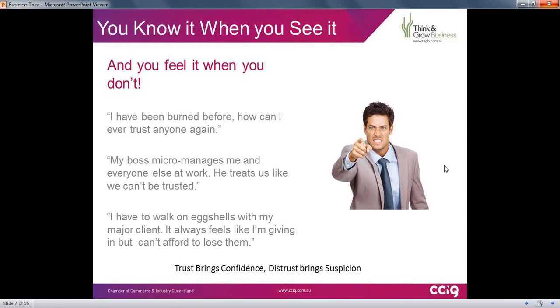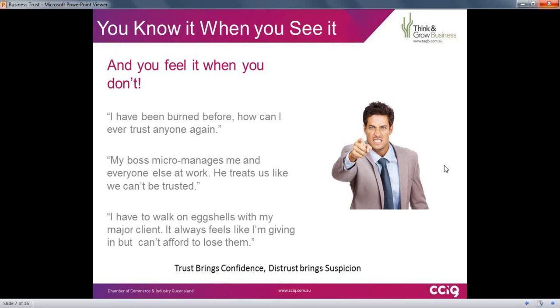My boss micromanages me and everyone at work. He treats us like we can't be trusted. So the consequence of the boss's actions is that the team feel they can't be trusted. I have to walk on eggshells with my major client. It always feels like I'm giving in, but I can't afford to lose them. I've seen a number of businesses within that aspect.